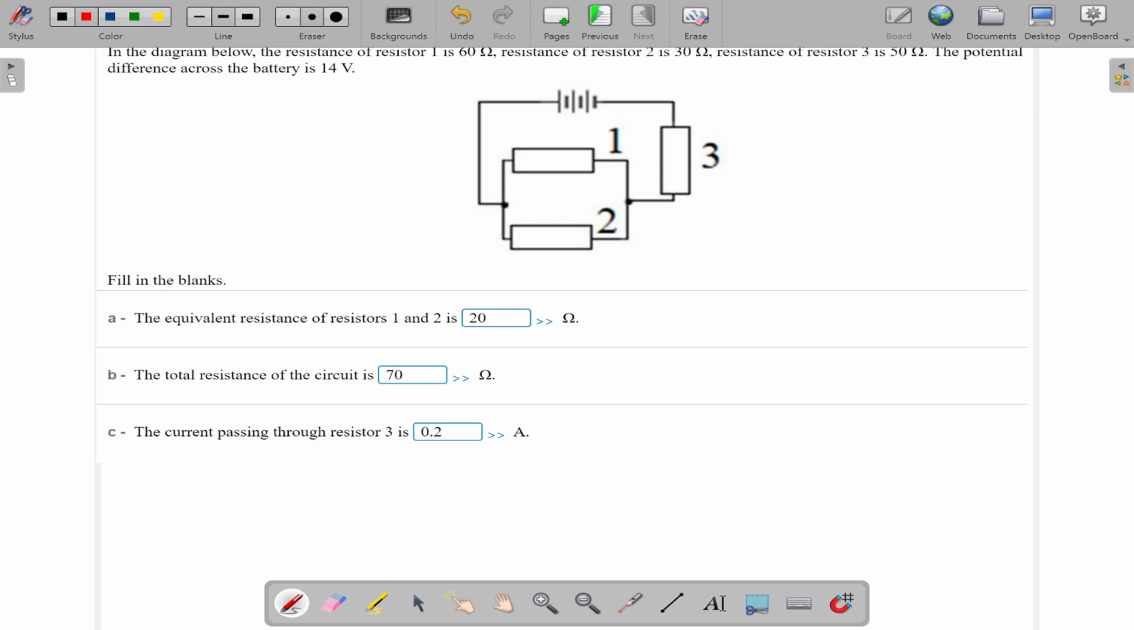Okay, so for question 4 now, we're just gonna solve, simply, first of all, part A. I know there's a part D. I'll just do parts A, B, and C first. They're in parallel. So this one is 60. This one is 30.